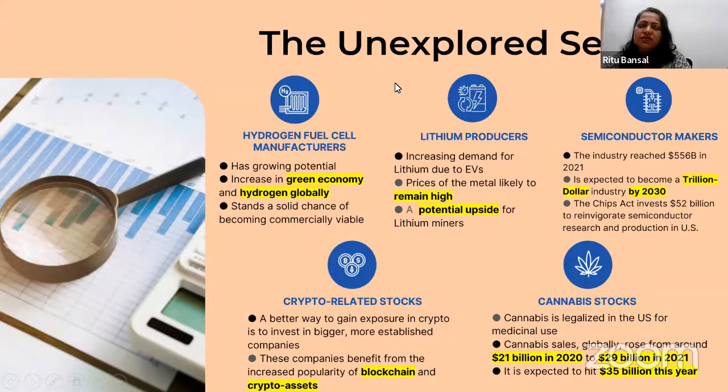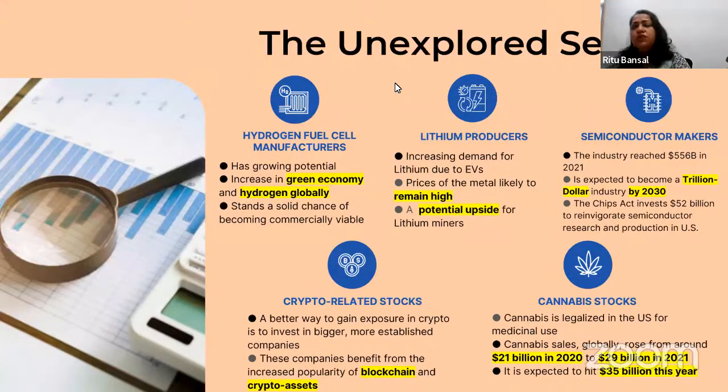Then we have semiconductors. I'm sure you all would have read there's a shortage of semiconductors happening. It was big time in news. It is a huge industry. It is currently about $556 billion in 2021, and it's expected to become a $1 trillion industry by 2030. These chips go into everything these days that we do. Our phones, our cars, chips are everywhere. So if you want to invest in the semiconductor industry, again, India has very limited options. The best way to invest is via the US markets.